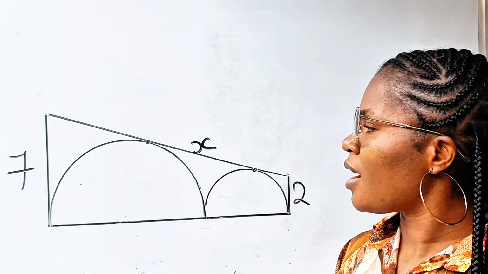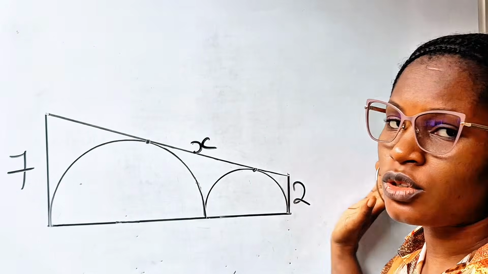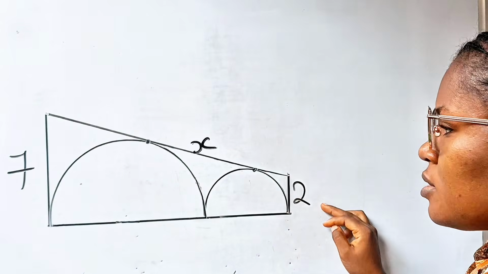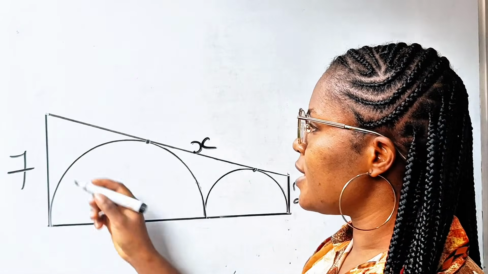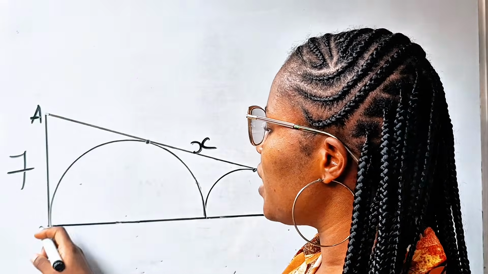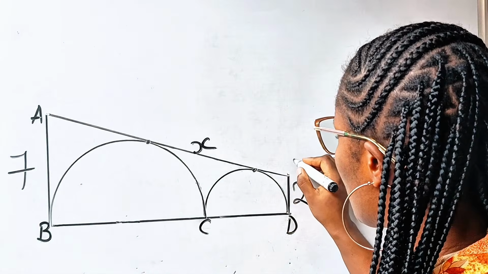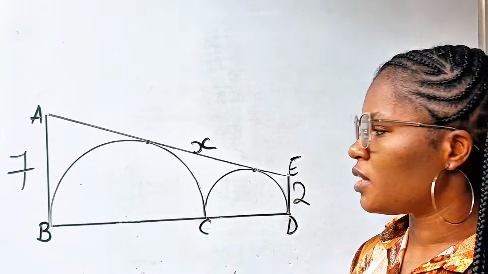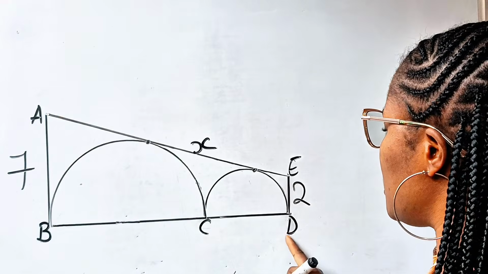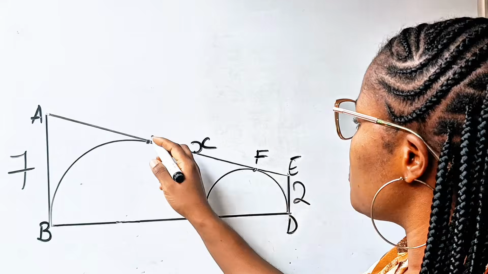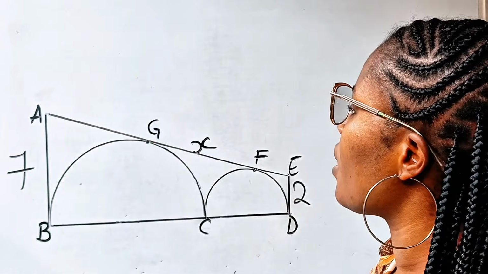So this video asks, please, this is not drawn to scale, and this length is 7 while this length is 2. Now let's name this so that it will be easier for us to solve this. So we have A, B, C, D, E. This point is F and this point is G.